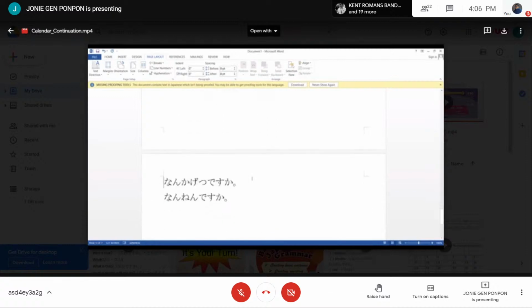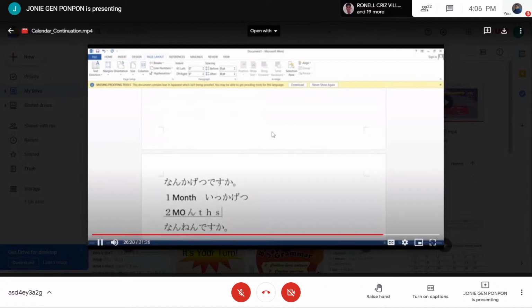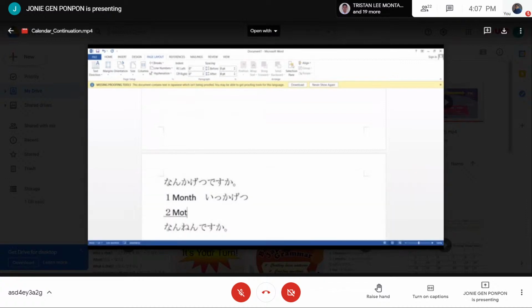Next, let's go to Nankagetsu, or how many months. If you say 1 month, 1 month in Nihongo is 1ヶ月, Ikkagetsu. It's not Ichikagetsu, okay? And then for 2 months, that is 2ヶ月.